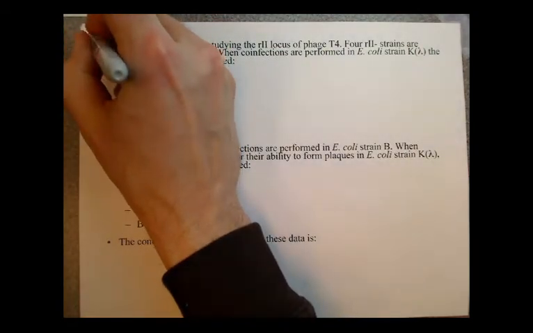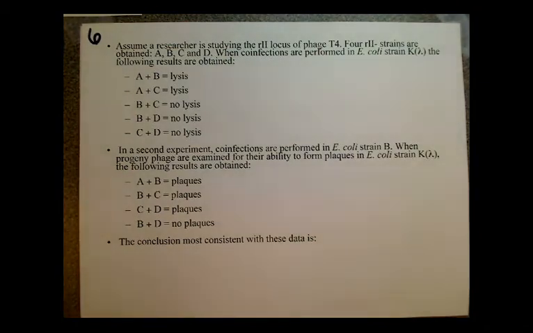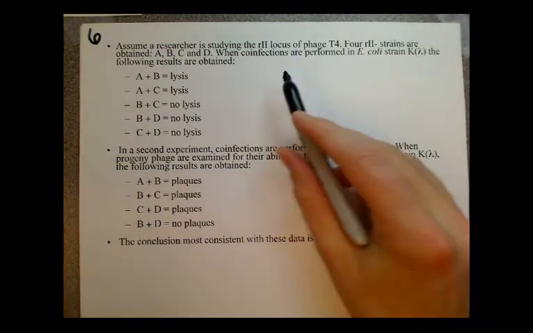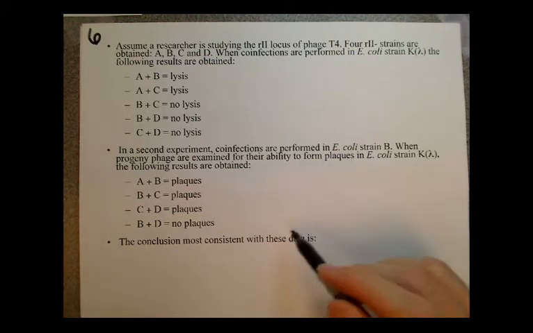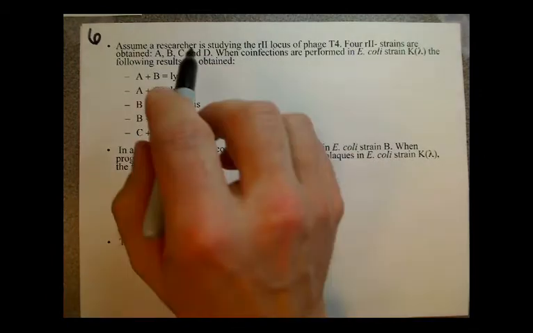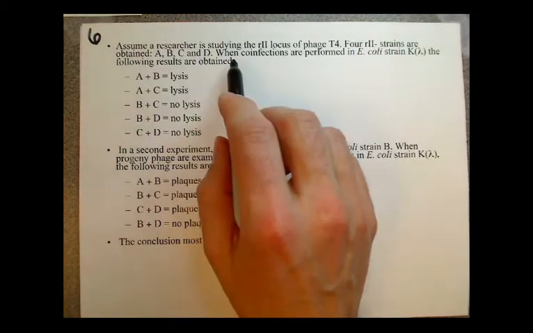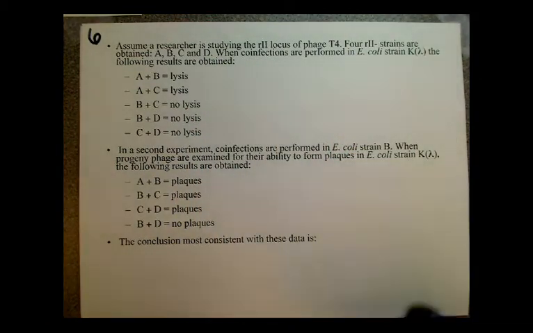Question number six deals with phage. We're going to deal a little bit with complementation tests, as well as getting recombination events between mutations. So to start out with, we talk about doing co-infections into strain K of E.